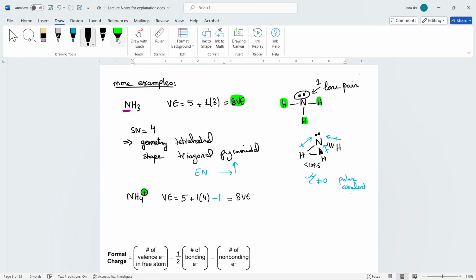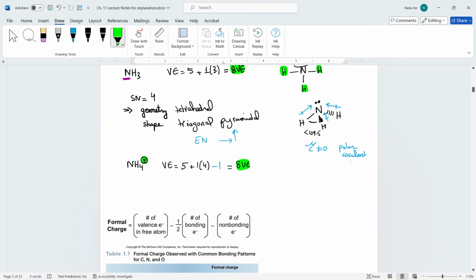Again, always double check your answer. Your answer has to be an even number of electrons. We're going to draw the Lewis structure, the Lewis line structure. Notice the difference between the Lewis line structure and the geometry and shape of the molecule. You always start with the Lewis structure and change that into a molecular shape to determine the polarity.